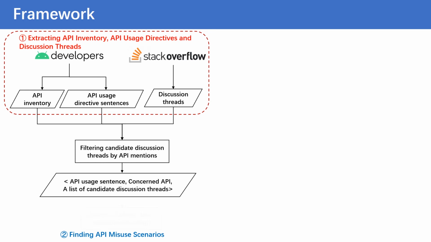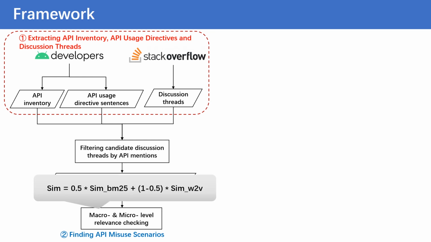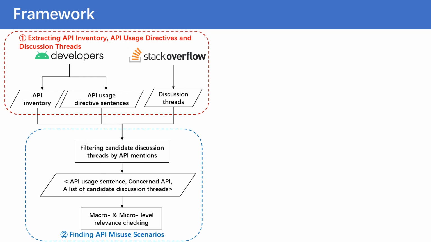In order to get more relevant scenarios, we score all candidate discussion threads using a sentence matching approach from both macro and micro levels. From the macro level, we treat one discussion thread as a whole text, and we use BM25 to compute the similarity between the API usage directive and its candidate discussion threads. The normalized similarity is treated as the macro similarity. From the micro level, we split each candidate discussion thread into sentences. For each sentence, we use a word embedding method to compute sentence similarity between the API usage directive and sentences of candidate discussion threads. We select the highest sentence score as the micro similarity. Then we use a weight of 0.5 to balance macro similarity and micro similarity. Thus, we can get API misuse scenarios.